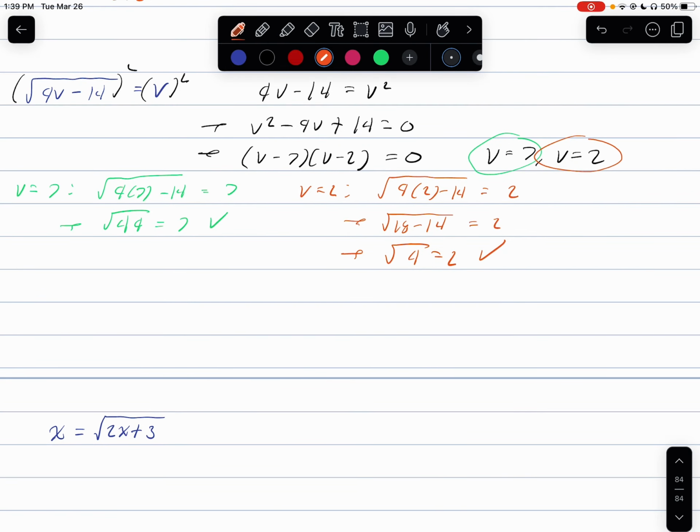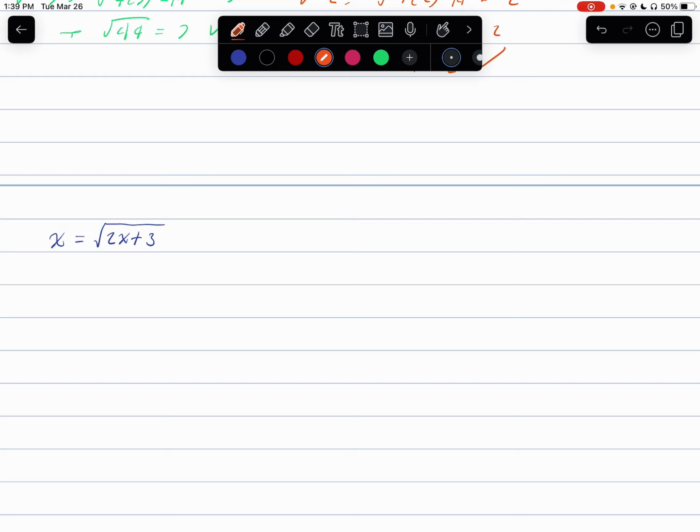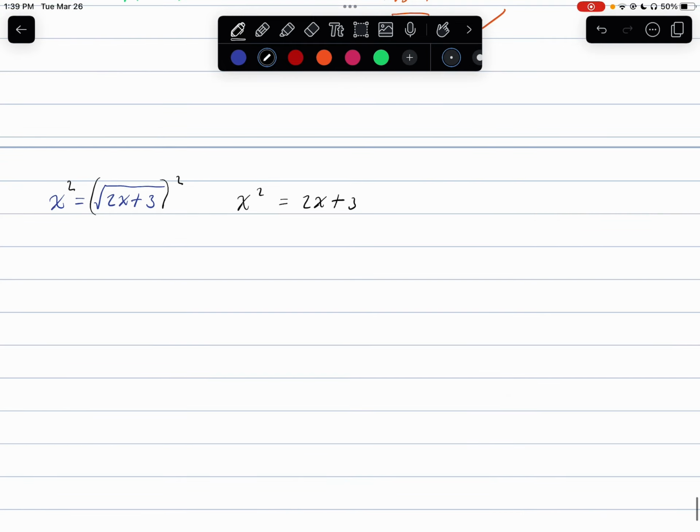Okay, let's take a look at one last one. Here we have x is equal to the square root of 2x plus 3. Let's go ahead and square both sides of the equation. And we get that x squared is equal to 2x plus 3. We can rearrange this so that we get x squared minus 2x minus 3 is equal to 0.